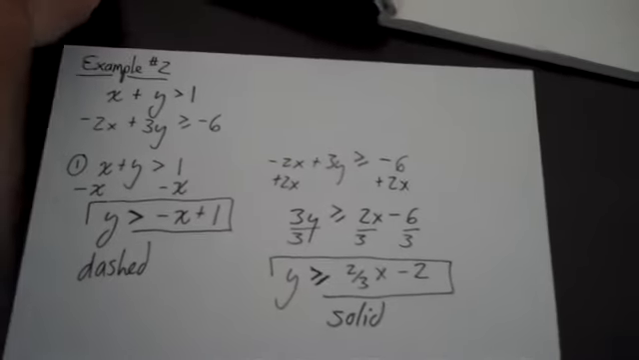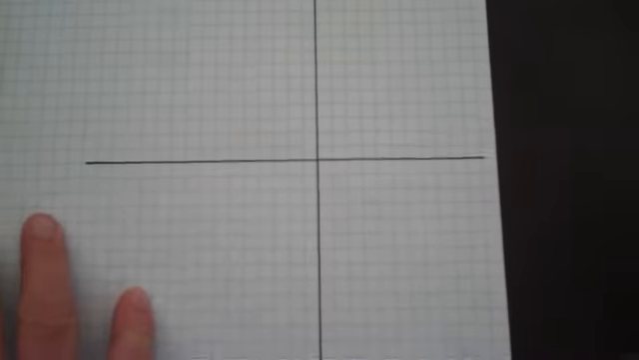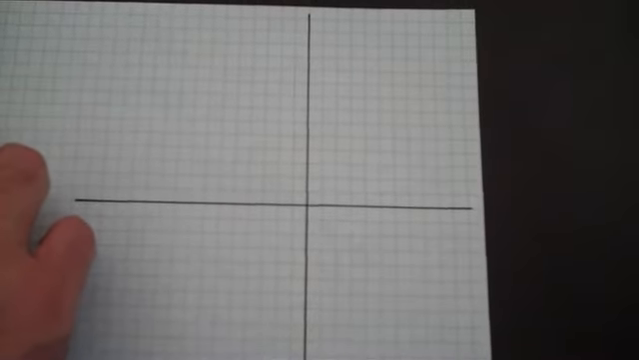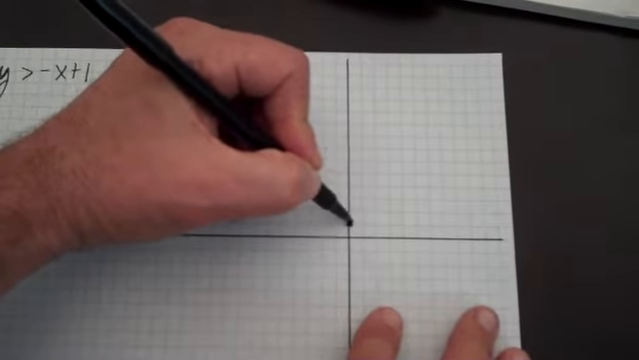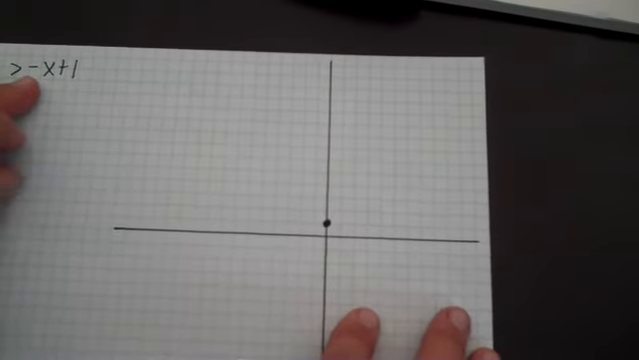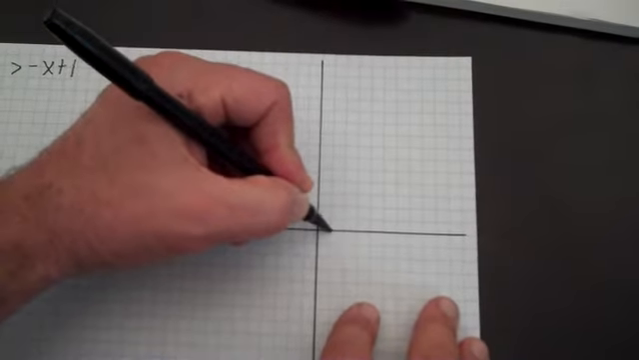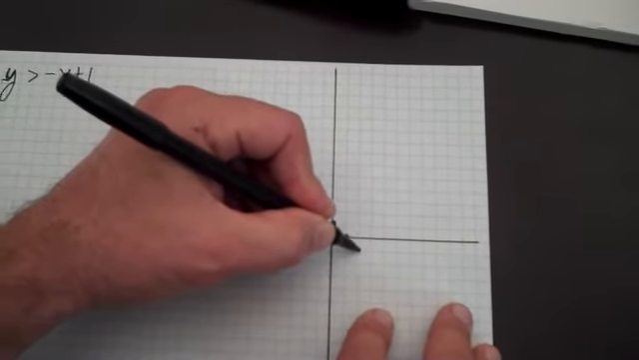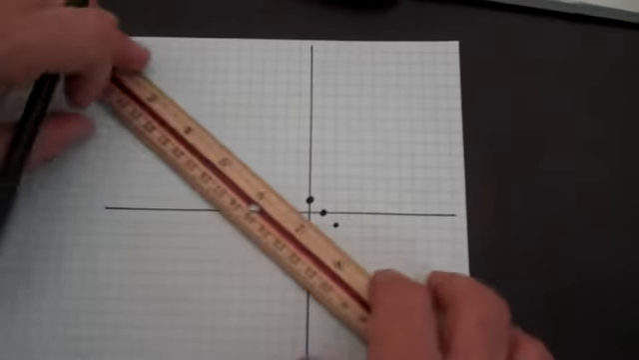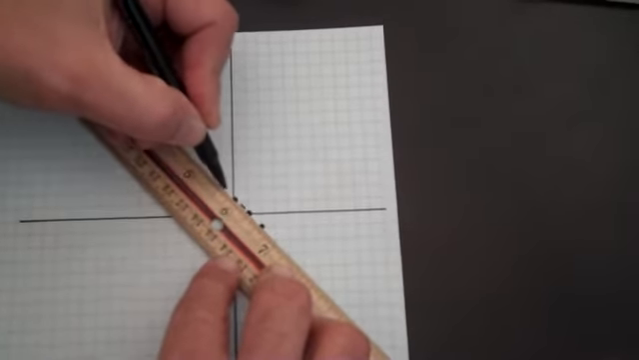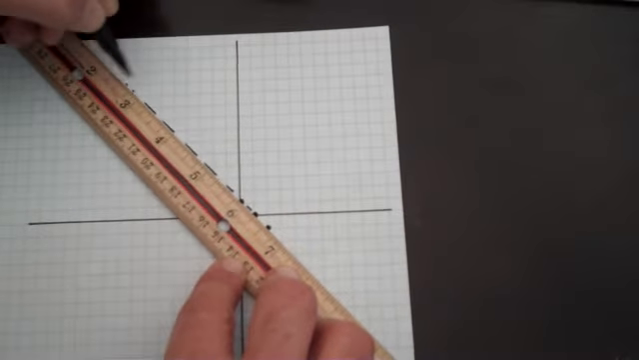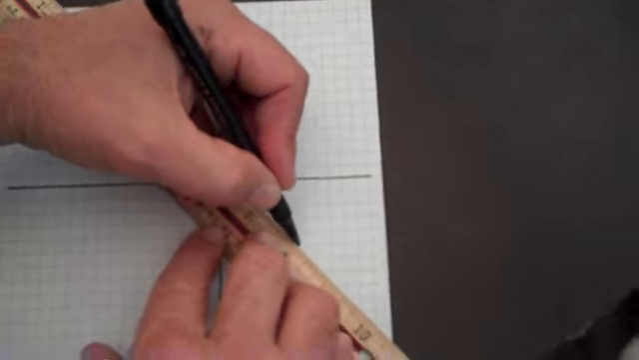So step 2 is to graph these as solid or dashed lines, and let's do that now. You have y greater than minus x plus 1. The y-intercept is 1, so let's put a dot here at 1. And the slope is minus 1, so that's down 1 and over 1. If you want to, you could put more than 2 dots, but all you need is 2 dots. And let's use a ruler, and let's graph that as a dashed line. That's the first line.